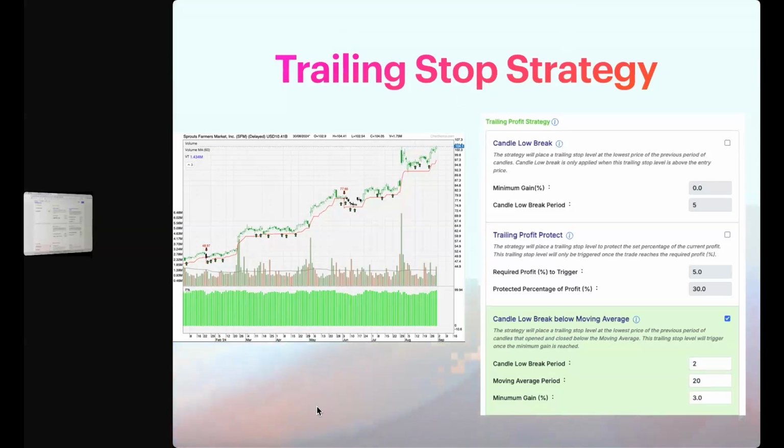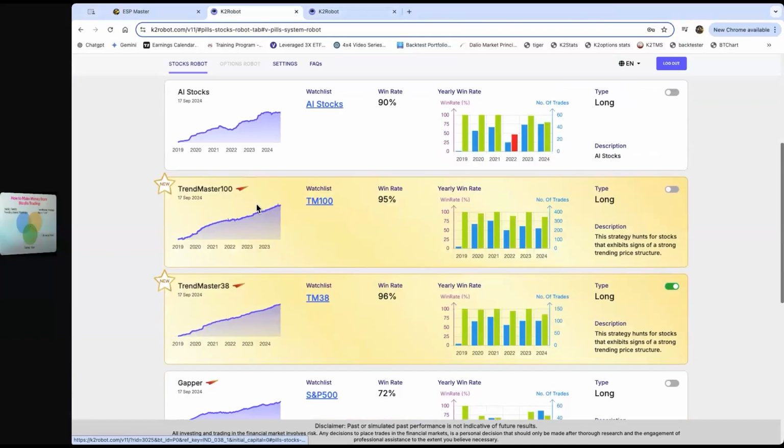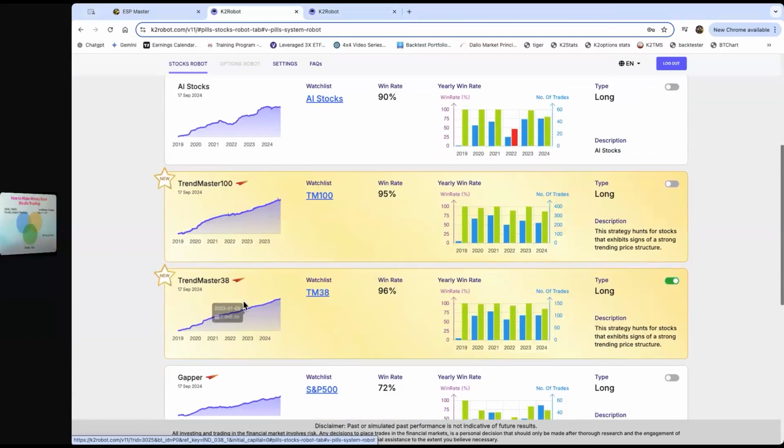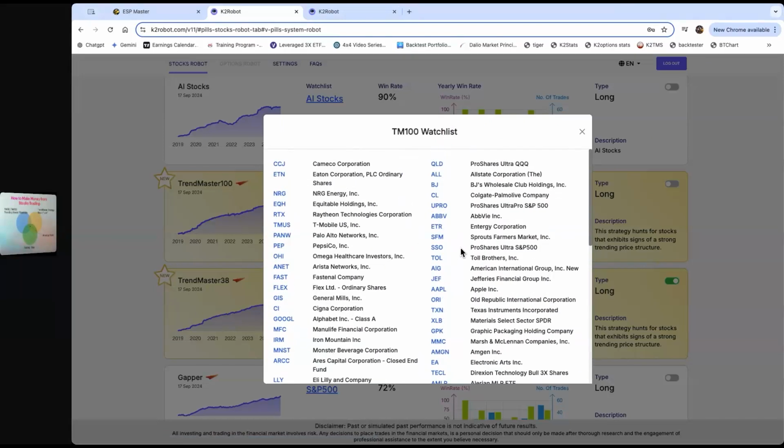Okay, next. So this is the summary of what we have gone through. Now, first of all, not all the stocks in the market, remember, we are using our TM38 watch list or TM100 watch list. Okay, now let me show you what are the stocks inside. So this is the TM100, TM38 watch list over here. Once I click it, you can see these are the only stocks that it is trading.